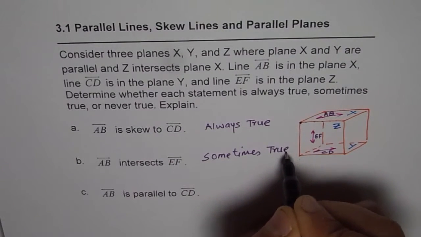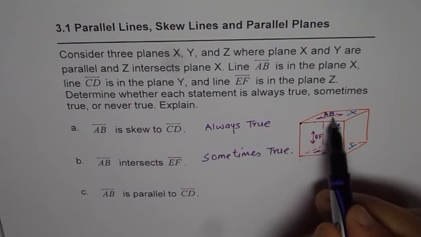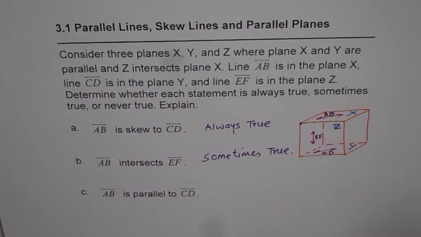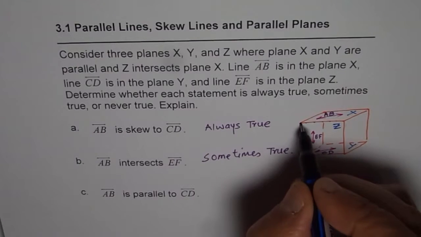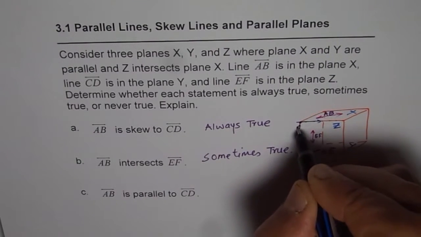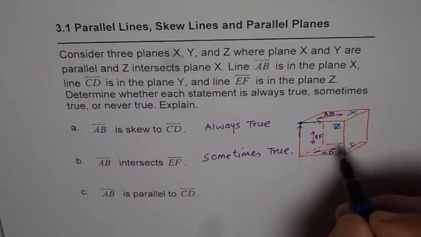not always, sometimes, right? As such, when I've drawn this, these lines will not intersect. This may just go like this, right, through the plane, and this may not intersect. But if I take a line AB which is along this line, for example, and EF is along this line, then they are going to intersect, right? So sometimes they will surely intersect, right? So there are many scenarios when they can intersect.